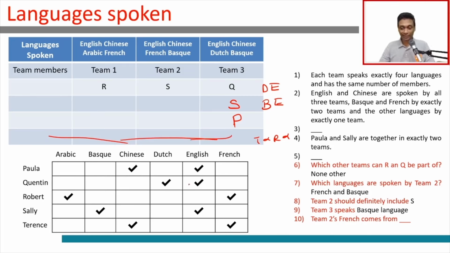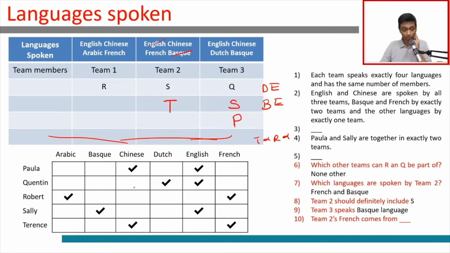Super. Now let's look at team 2. Team 2 includes Sally. Sally brings with her Basque and English. So we need to have Chinese and French. Chinese can come from Paula or Terence. French can come from Robert or Terence, but it cannot come from Robert because Robert will bring Arabic also. So it has to be Terence. So Terence sits here. Team 2 has Terence and Sally.